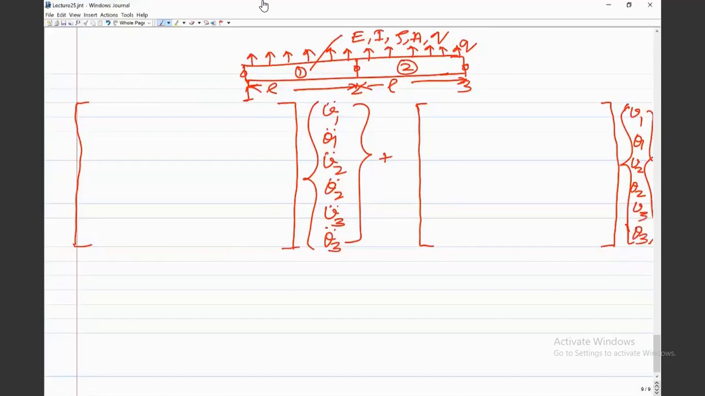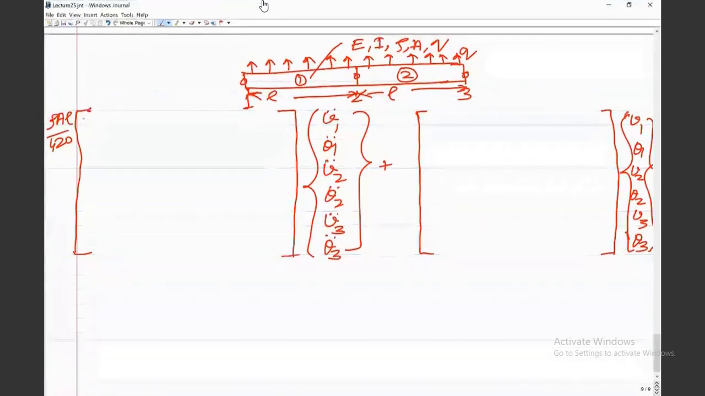Now if you assemble the mass matrix, I am assuming that both elements are of the same length, and rho into A is also the same for both elements. So you can take rho AL upon 420 as common if we are using the consistent mass matrix. The first element is defined between global nodes 1 and 2, so its 4 rows and columns will go into the first 4 rows and columns of the global mass matrix. So you just write here.